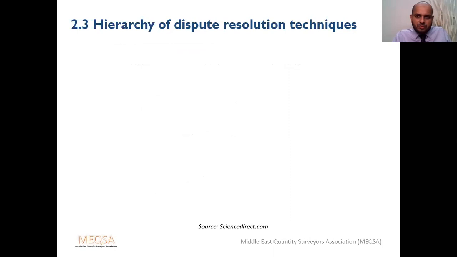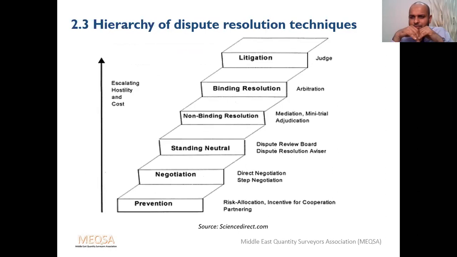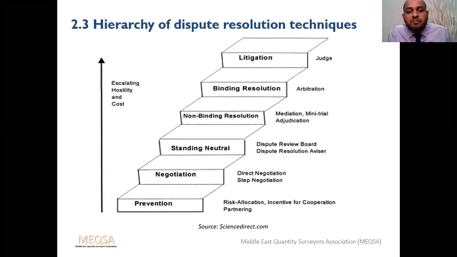Okay, the hierarchy of dispute resolution techniques. We'll quickly see. First, you should prevent disputes. We don't want any dispute as it's so costly and takes a lot of time. Otherwise, if you cannot settle your issues, do negotiation: go and talk to each other, come to a midway solution and close the deal. Or follow some neutral dispute resolution procedures. Then if you are not happy with that, you can go with non-binding solutions like mediation and adjudication. We'll talk about this further in other slides. Then binding solutions, arbitration and litigation. This is the hierarchy of how a dispute goes up if it is not settled.